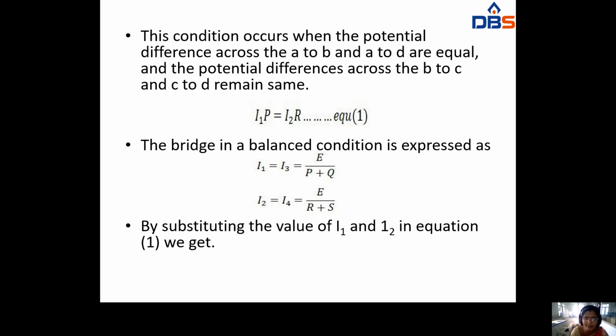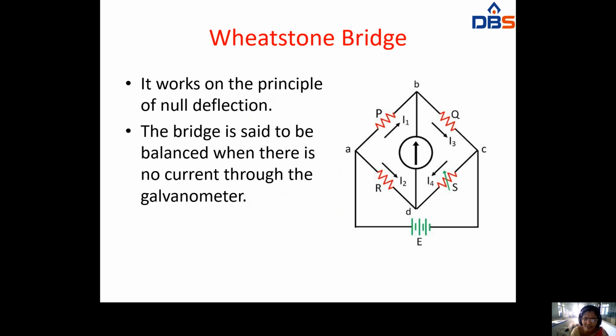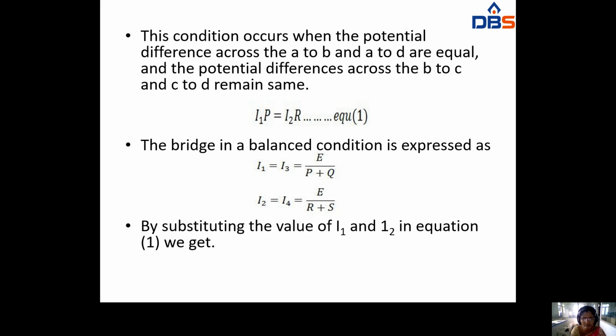So whenever the bridge is balanced, the potential difference across EAB is the same as EAD, and EBC is the same as ECD. Here you can assume the resistance is P. The voltage is the product of current and resistance, so the voltage drop across AB is I1 into P, and the voltage drop across AD is I2 into R. So you write I1 into P equal to I2 into R.